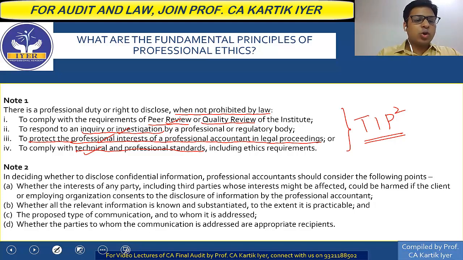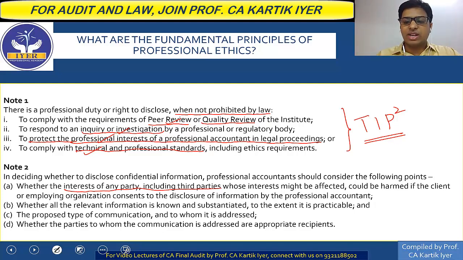Okay. Next, note 2. It is written that in deciding whether to disclose confidential information, professional accountants should consider the following points. So what points should they always keep in mind? Whether the interests of any party, including third parties, are affected. For example, if they reveal the information of the client, will any third party's interest be affected? They should think in that manner also.